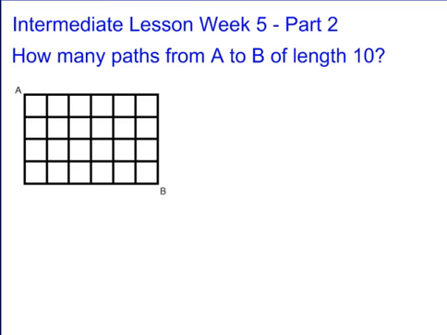Okay, so in this problem, we're going to look at some more applications of counting, and this is: how many paths from A to B of length 10 are there? Well, to understand why we can use combinations on this problem, we first have to know how to do this problem. And the best way to do this is to count backwards.